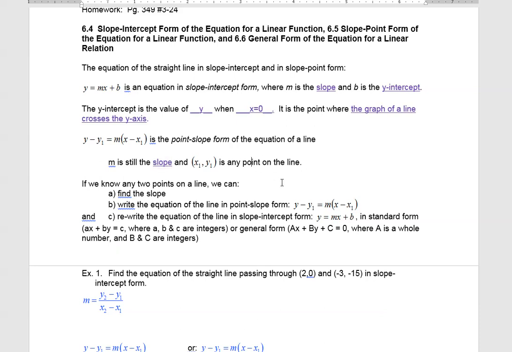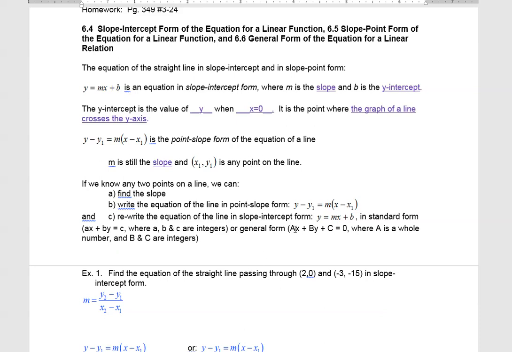So once we know 2 points on a line, we already know how to find the slope, and we can take that slope and use it to write the equation now in point slope form, and we can rewrite the equation into slope-intercept form, which is a very common one we want to go to. Occasionally though, we want to go to 2 other forms. One is standard form, which is ax plus by equals c, and a, b, and c have to be integers, so no fractions in standard form.